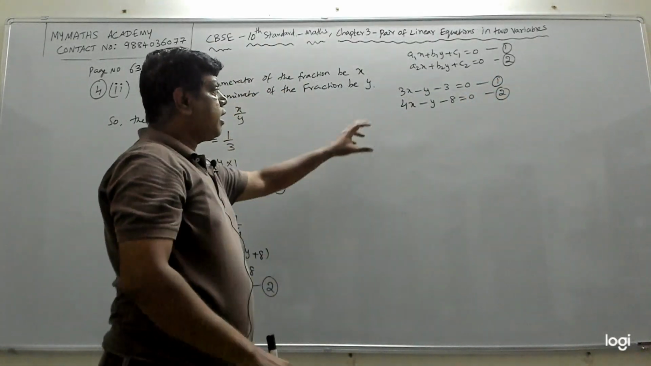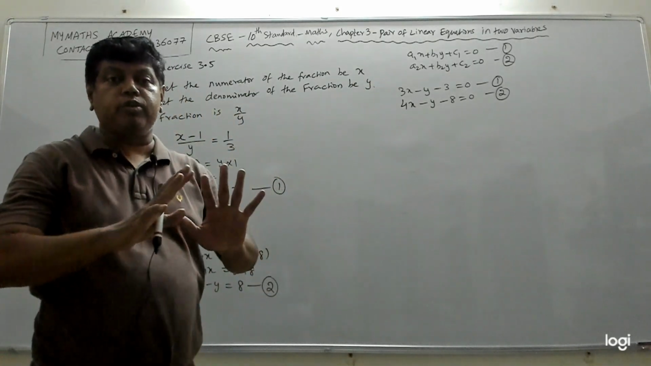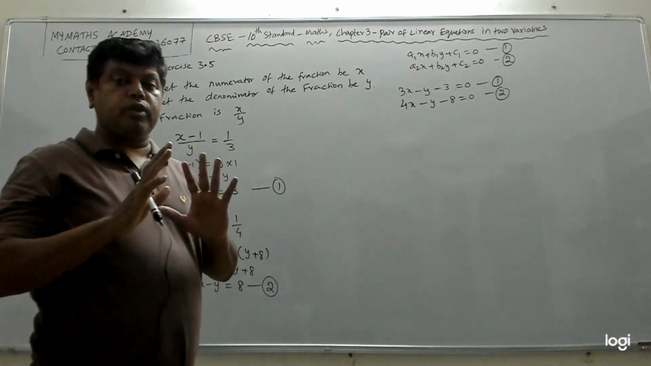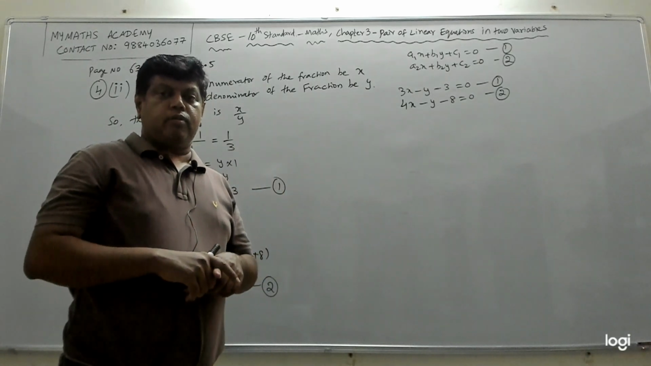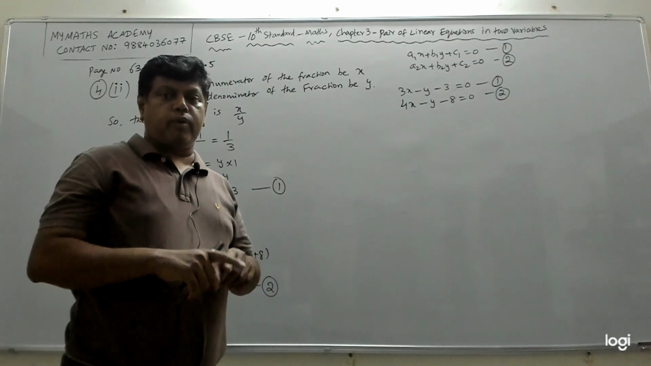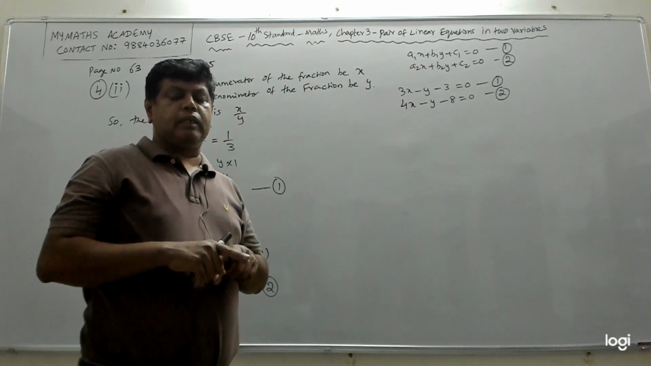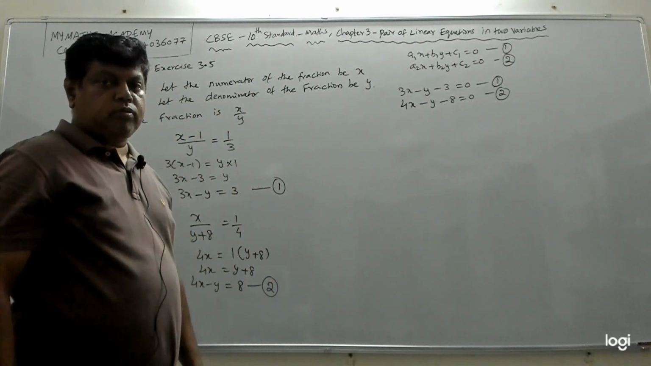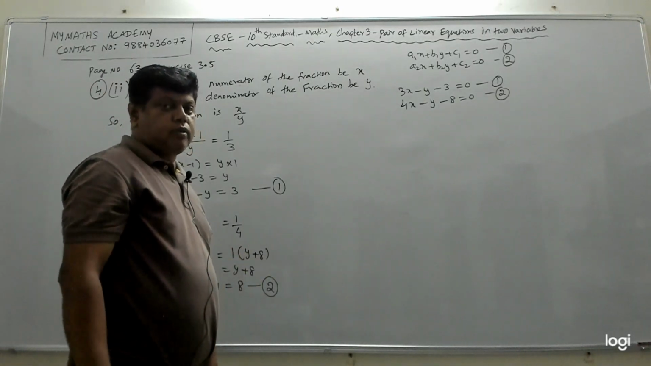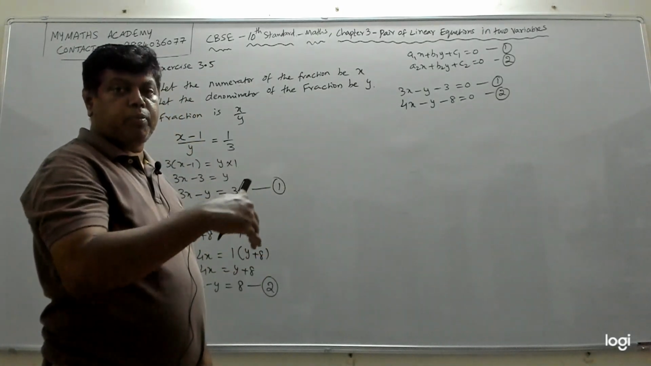Now why we have written like this? Because we want to check whether the solution exists or not. To check whether the solution exists or not, we have to go to the condition for the unique solution. What is that? You have to go to the table in your page number 46, table 3.4. You have to check that condition. The ratio A1 by A2, B1 by B2, C1 by C2.